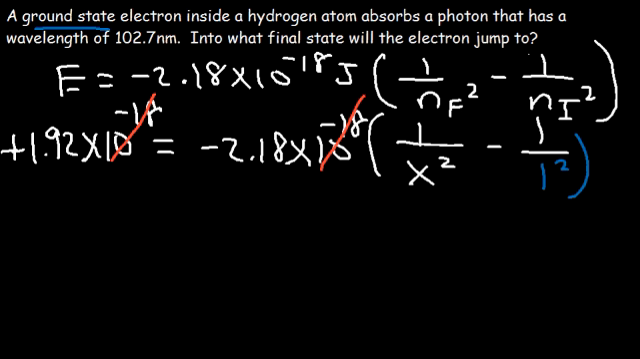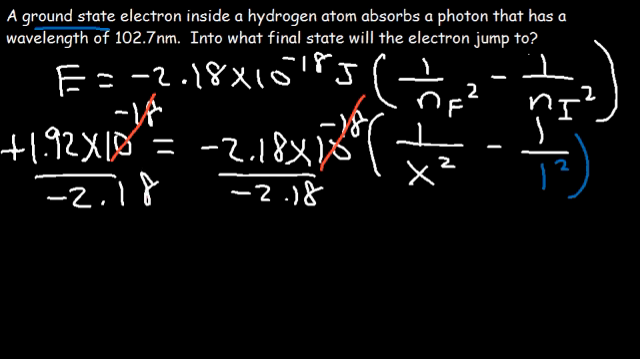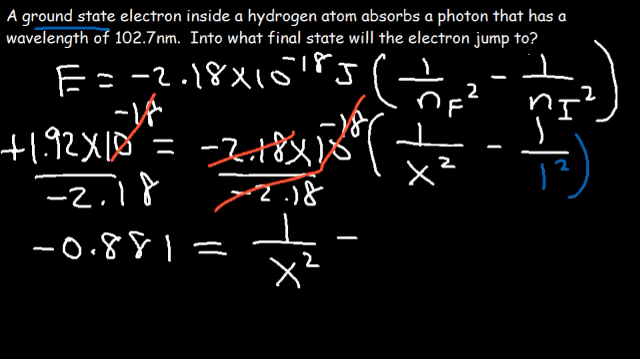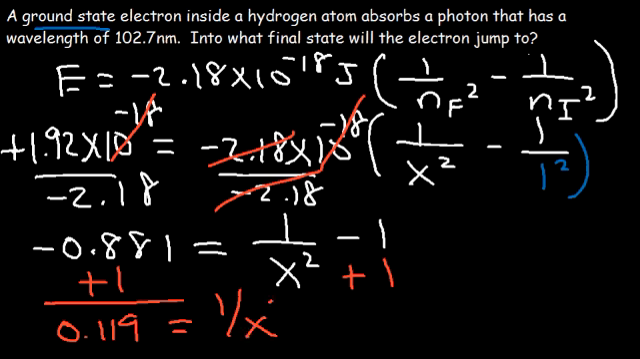So let's divide both sides by negative 2.18. So these numbers will cancel. And at this point, I'm going to use a calculator. 1.92 divided by 2.18. That's going to be about negative 0.881. And this is equal to 1 over x squared minus 1. So let's add 1 to both sides. So negative 0.881 plus 1, that's going to be about positive 0.119, which is equal to 1 over x squared.